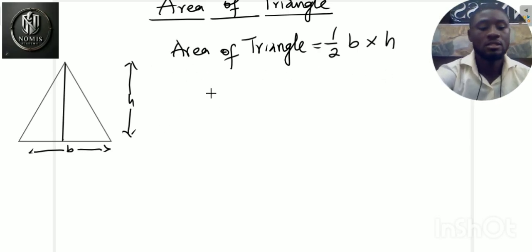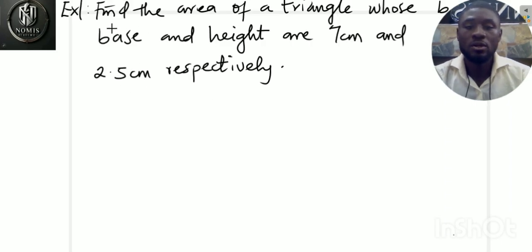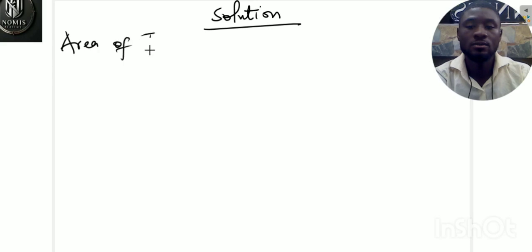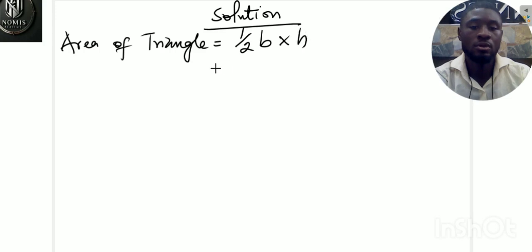Let's take an example. Example number 1 says find the area of a triangle whose base and height are 7 cm and 2.5 cm respectively. So to get into the solution of this question, we'll need to firstly introduce the formula in the solution. Now the formula says area of triangle is 1 all over 2 base multiplied by height.